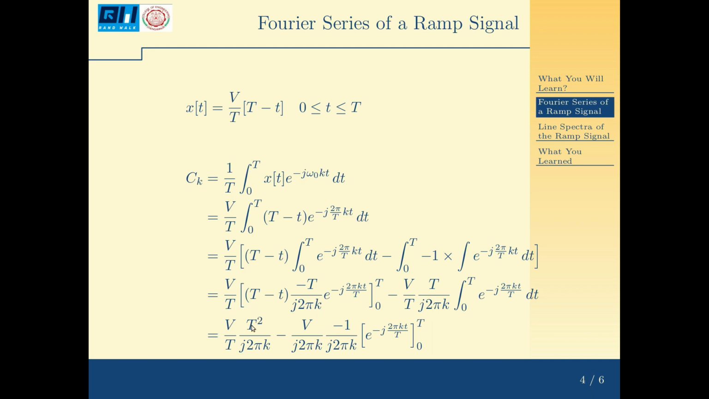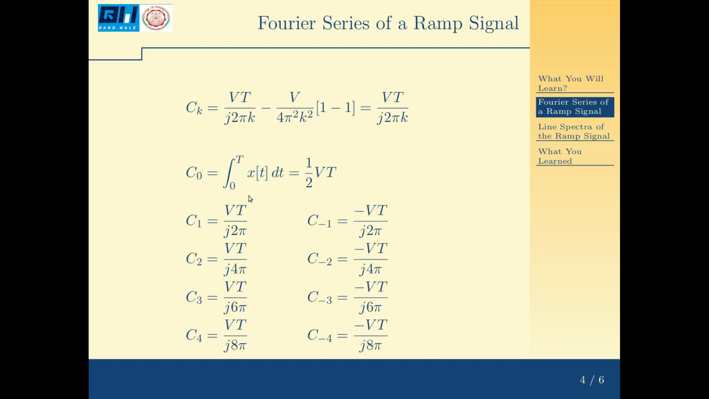So what do we have here? It is VT by j2πk. Now I cannot get C0 by putting k equal to 0, because when I put k equal to 0, it becomes a 1 by 0 term.